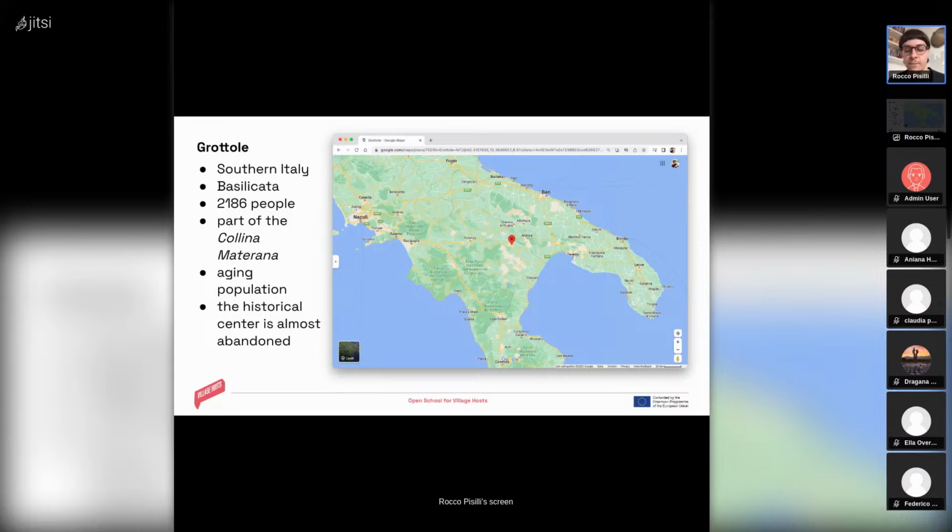So Grottole is also in the Basilicata region in southern Italy. It is smaller than Stigliano and is part of the Collina Materana, so it's part of the hills around Matera. In the village, the population is aging, and so the people that still live there, they work in Matera, that is the closest city, and they live in the countryside or in the modern part of the village. The historical center is almost abandoned. And with the aging population, the village is losing part of the tradition.